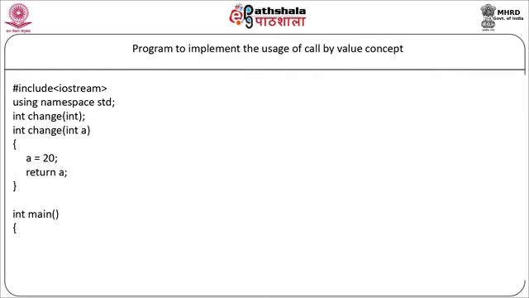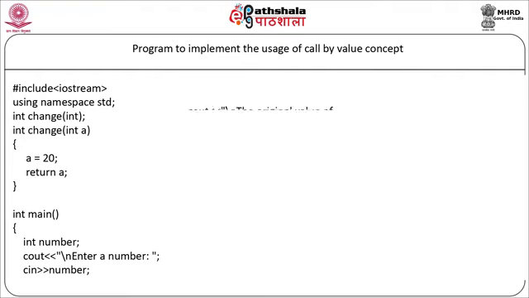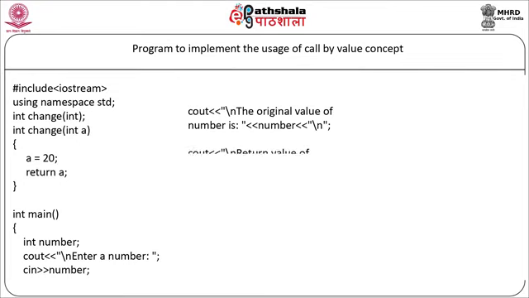int main, we will start with the main code. int number, cout, the message will be given to the user as enter number. We will take the input from the user as cin number. Cout, the original value of the number is number, so it will display the number value on the screen. Cout, the return value of a function change is change(number).